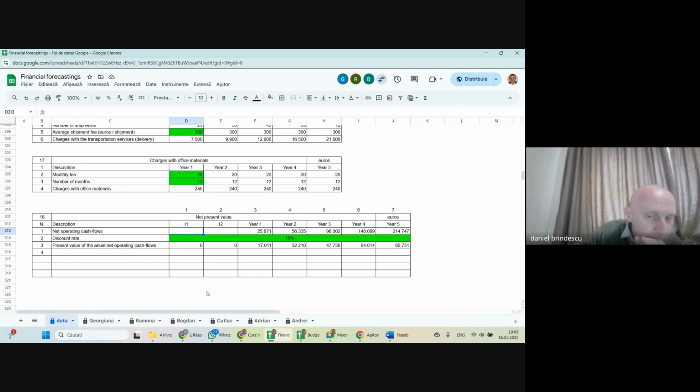Now, this is what I would pay today, 17,011 euros, to have in 3 years 25,871, if I would be satisfied with an annual return of 15%. This is the present value of this future value at 15% expected return. I hope that you understood this.